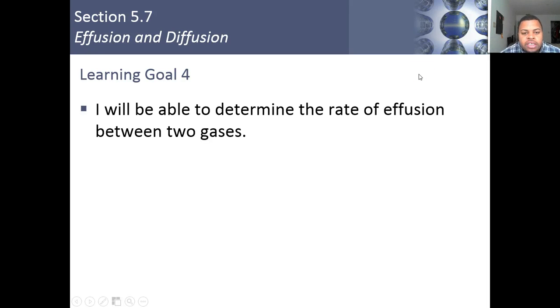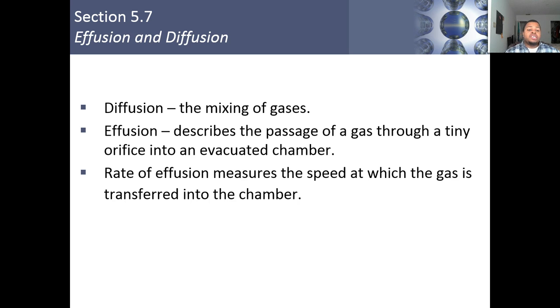Hello everyone, we're going to go ahead and start with our fourth and final video of this unit, and we're actually going to look at how to determine the rate of effusion between two gases. Now, effusion and diffusion sound very close to each other. Diffusion we've heard of before. Now, diffusion is just a mixing of gases.